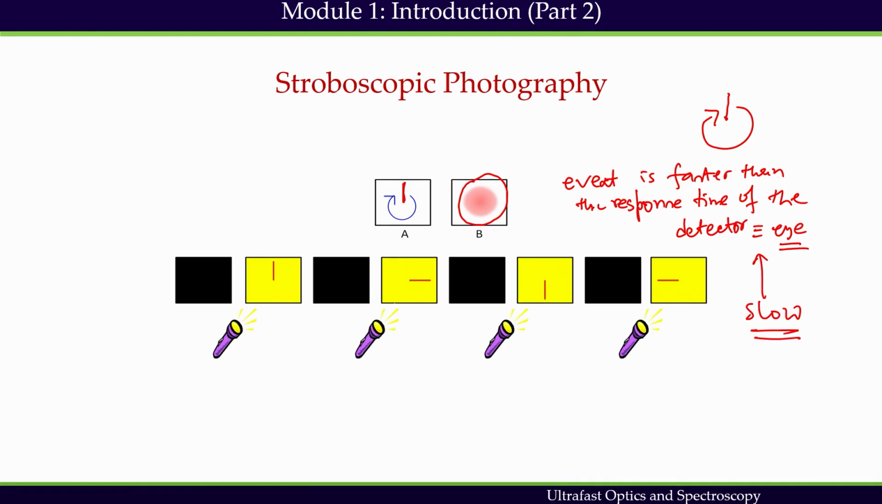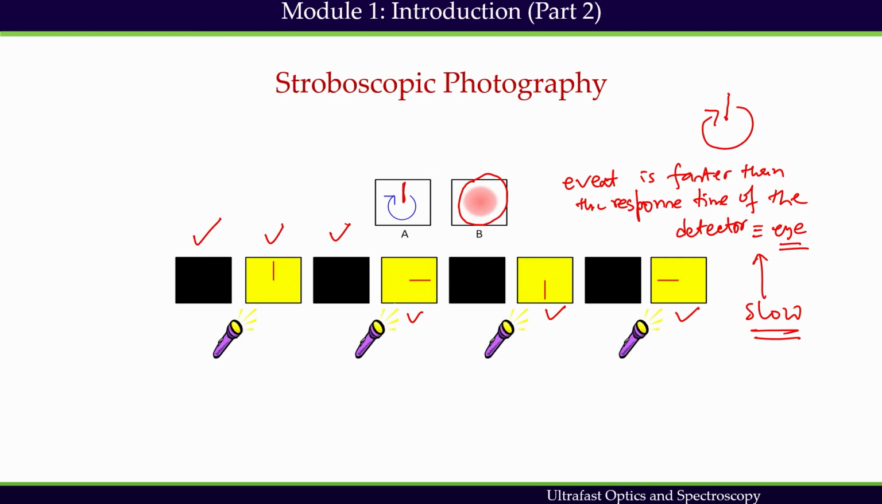keep the rotating dial in dark. Then I have to use flash of light at a certain interval. So, in this interval, we see a frame, then again dark, then again flash of light, I see the rotating dial, again I see the rotating dial, and that's the way we can capture the image. And this stroboscopic photography is at the heart of ultrafast spectroscopy.